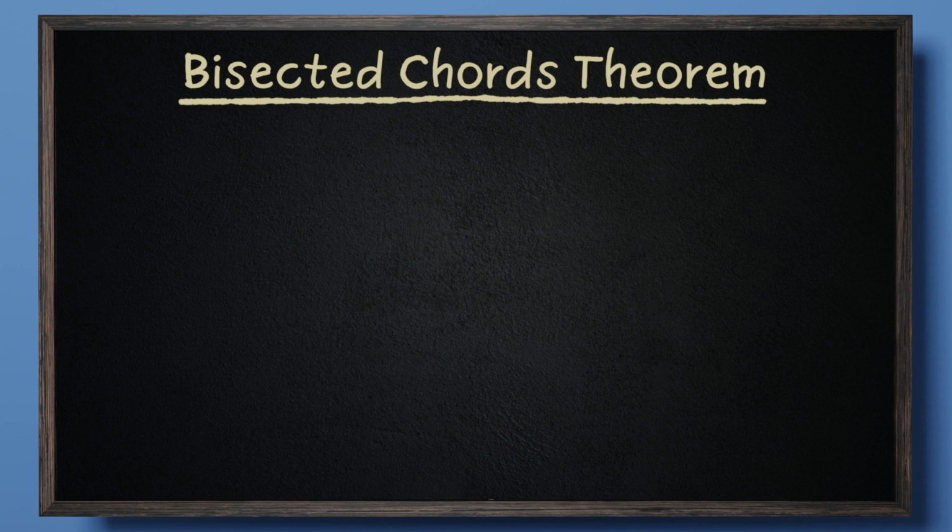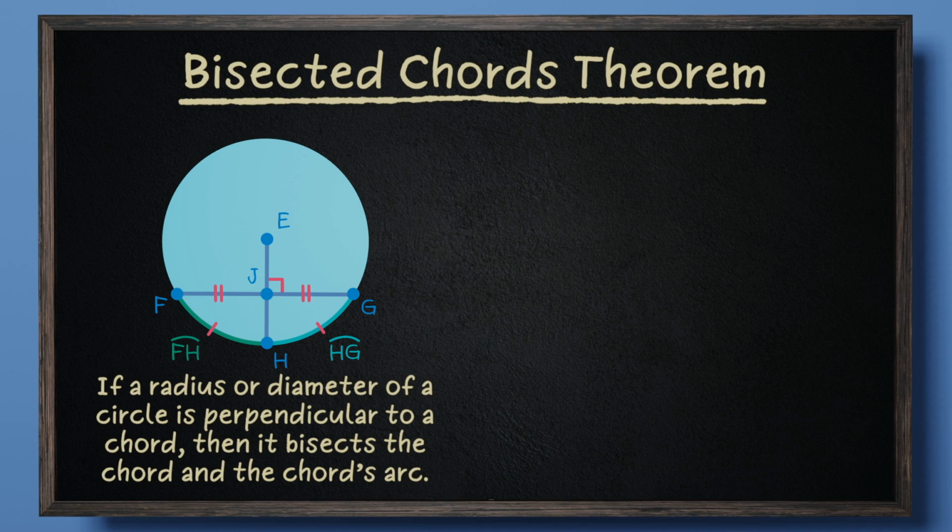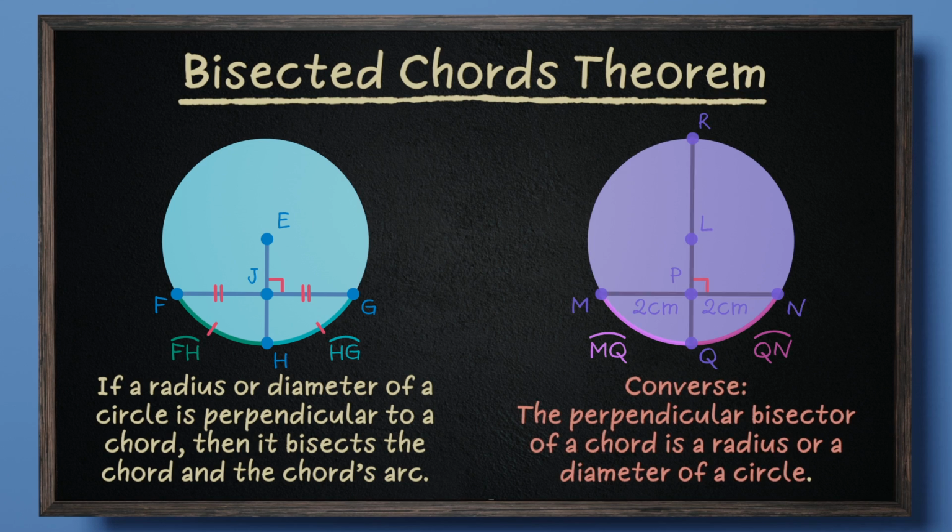Our third theorem involves the bisection of arcs and chords. If a radius or diameter of a circle is perpendicular to a chord, then it bisects the chord and the chord's arc. The converse is also true. The perpendicular bisector of a chord is a radius or a diameter of a circle. Examine circle E. Since radius EH is perpendicular to chord FG, you can conclude that line segments FJ and JG are congruent with one another, and that arcs FH and HG are also congruent.